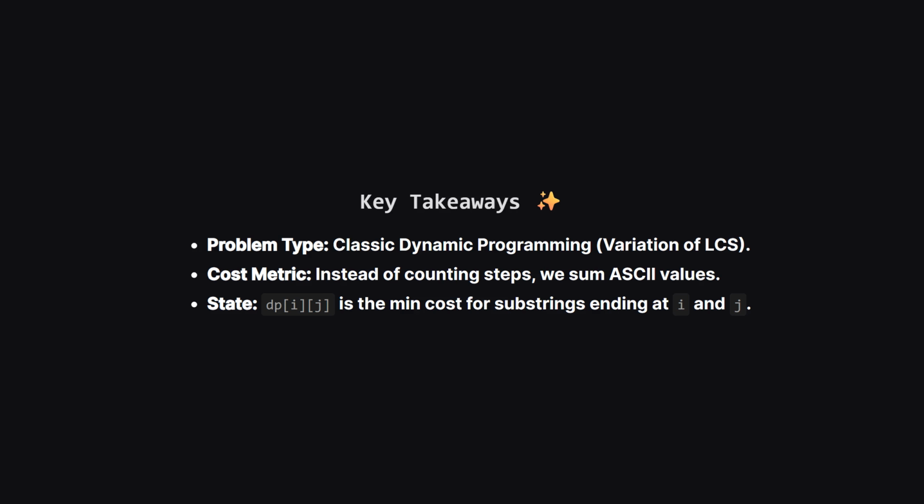So let's wrap it up. We learned that this is really just a variation of the longest common subsequence problem. The main twist is that instead of just counting how many characters we keep, we are trying to minimize the specific ASCII cost of what we throw away. By defining our state properly in the grid, we can solve this efficiently.